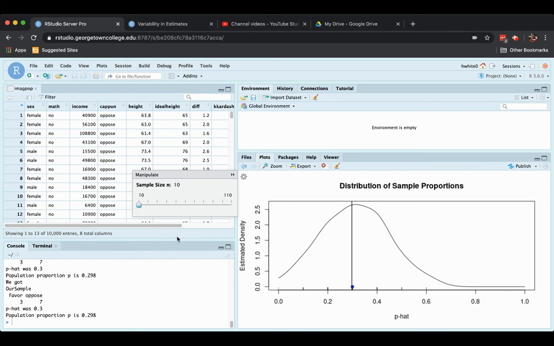Okay, let's change things up. Why don't we try a bigger sample? How about we move it up to sample size, I don't know, the slides say 110. I feel rebellious. I'll go to sample size 100. Once we moved it up, we got our first sample of size 100. 31 were in favor, 69 opposed. So our p hat was 0.31, pretty close to p actually.